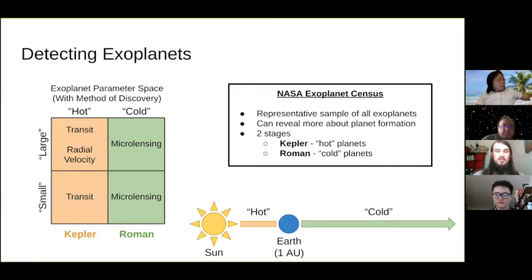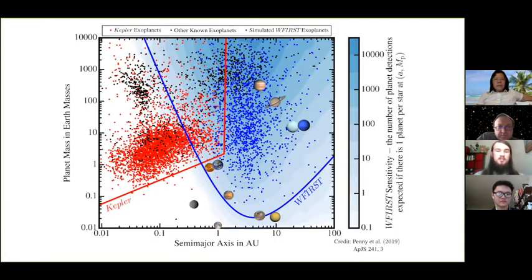So here you can see the phase space of different exoplanets and which mission is best designed to detect them. So you see that while Kepler captures a large number of great systems between 1 and 10 masses and about 1.1 semi-major axis, Roman, also known as W first until it was renamed, is going to open up a whole new part of the phase space, especially with more distant exoplanets.